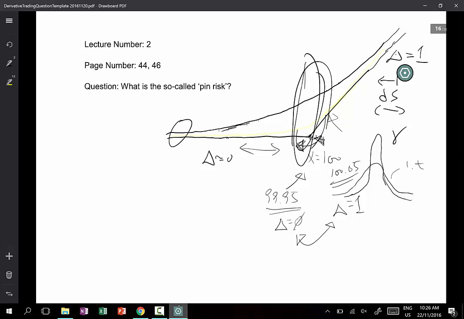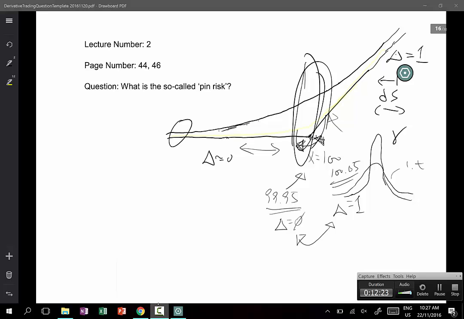Quite often you just have to take a view. You can't hedge under that kind of circumstance, so you just have to take a view on where you think it's likely to end up. If you're a trader and you have that kind of situation, it's quite unlucky. It has happened, I have seen it before. And sometimes they try to see if they can influence the price in a certain direction. Okay, that's pin risk.